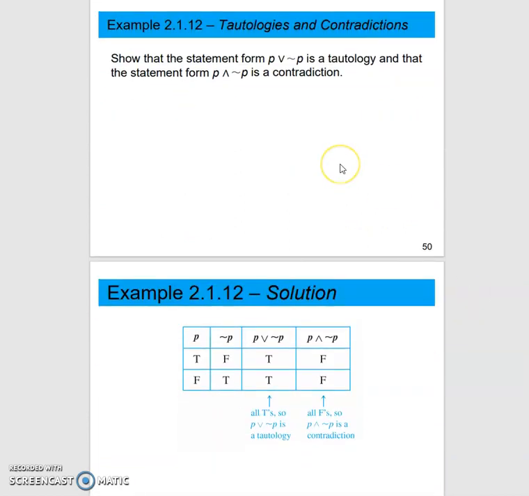So let's look at a tautology. Let's start with P or not P. So again, I've got P, and I'm going to make a couple things to get what I want. And if we look at P and then P or not P, I have all truths there, regardless of what happens. Here we do also have a contradiction in the form of P and not P, and you can see that here they are all falses. And these are our two classic examples of a tautology and then a contradiction.